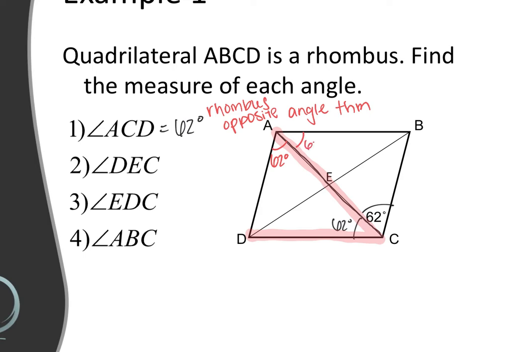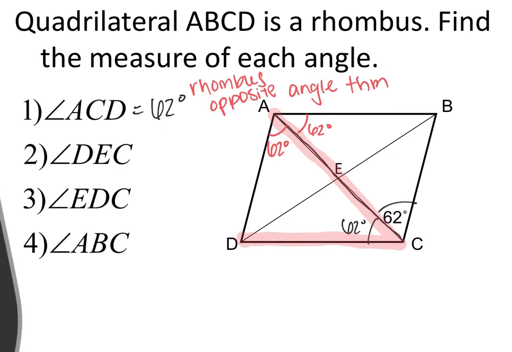BAC, very good. Okay, so we know all four of those angles are 62 degrees. All right, now it says find the measure of DEC. Remember, what kind of shape is this? It's a rhombus. Emma, what do you think? 90. Ayo, why is it 90?